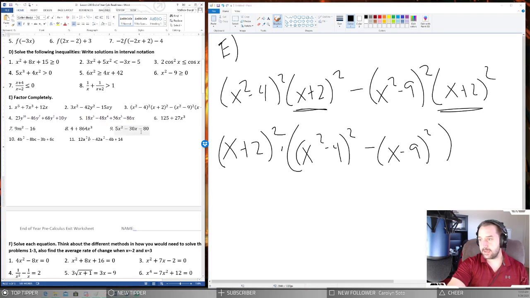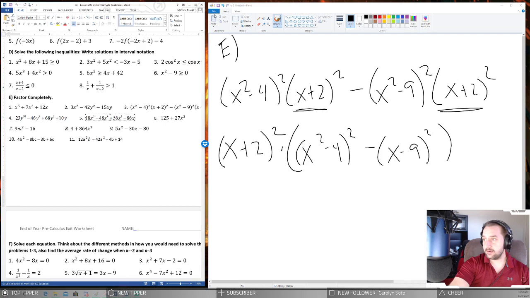Let's look at, let's see, check for GCF, check for GCF. The 125 plus 27x cubed, that's maybe a sum and difference of cubes. First times first is first, last times last is last. So you may have to go through and look at that one.